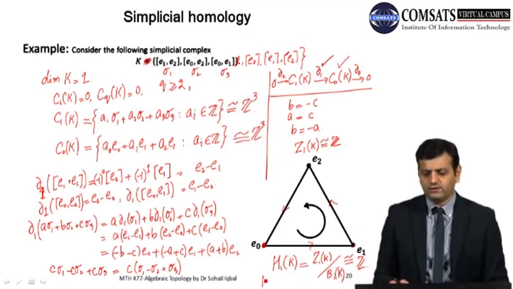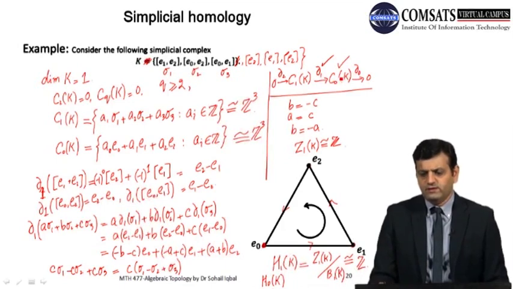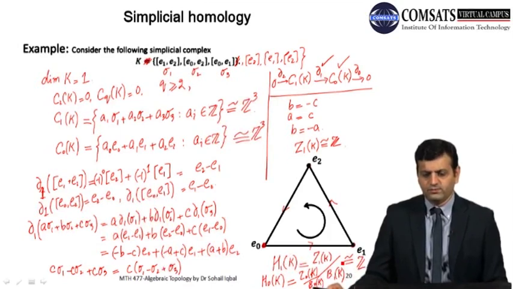Now let's see how to calculate H naught of k. In this case, basically the elements of C naught of k which are going to 0 is the whole of C naught of k, and you can easily calculate what are going to be the boundaries inside C naught of k. You can easily see that this is going to be Z naught of k quotient with B naught of k. And what is B naught of k and what is Z naught of k, you can easily calculate using the same procedure.